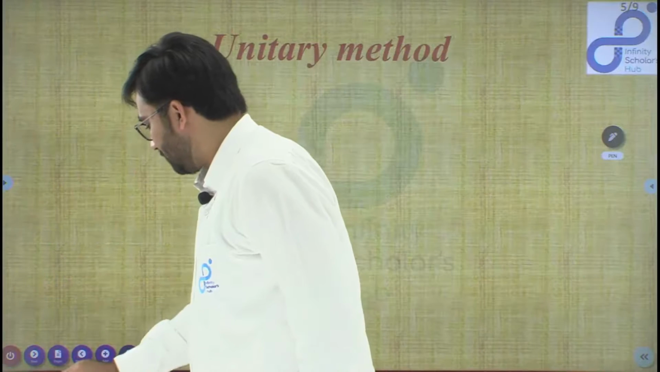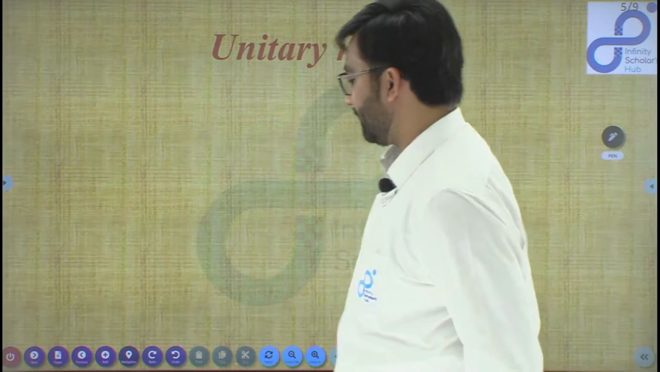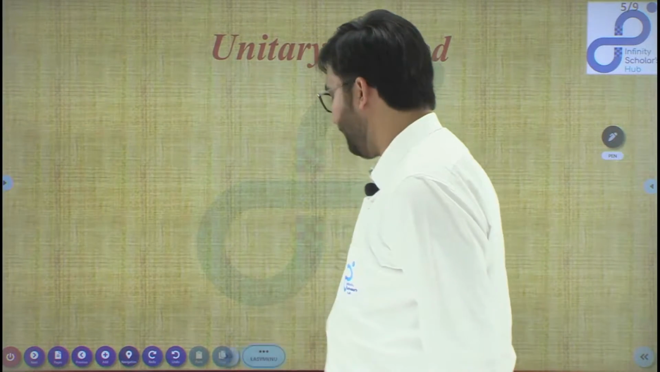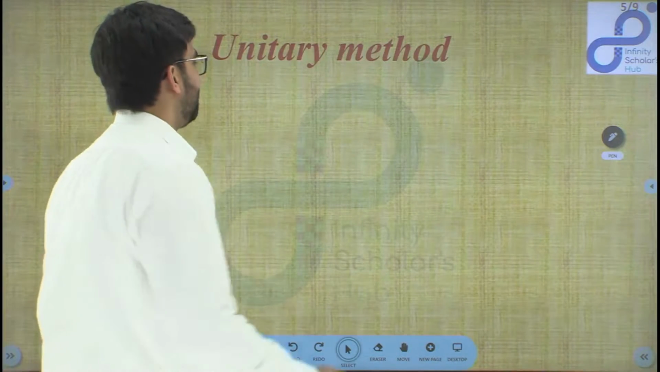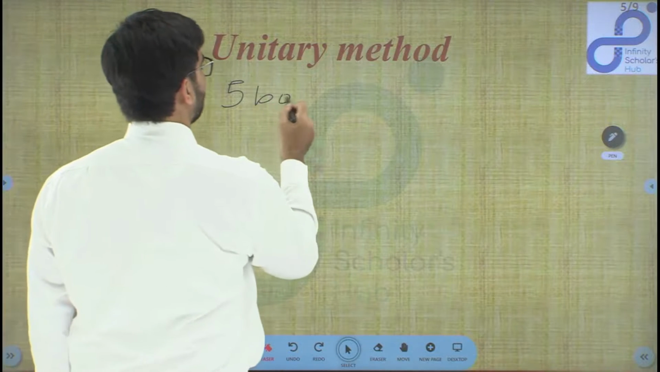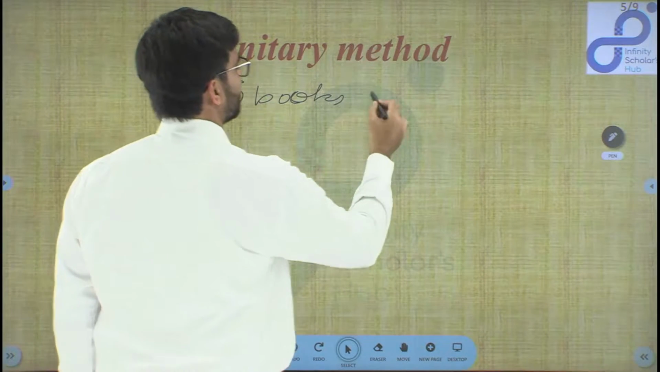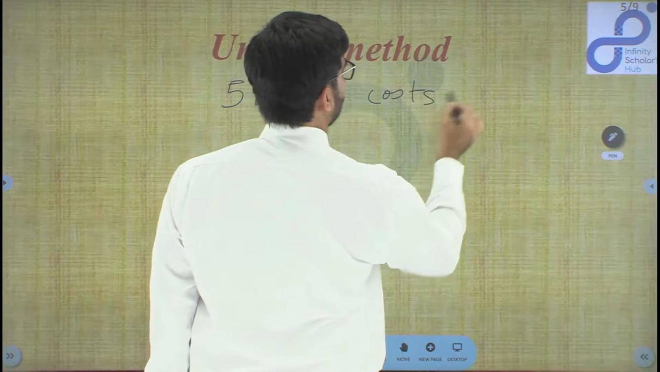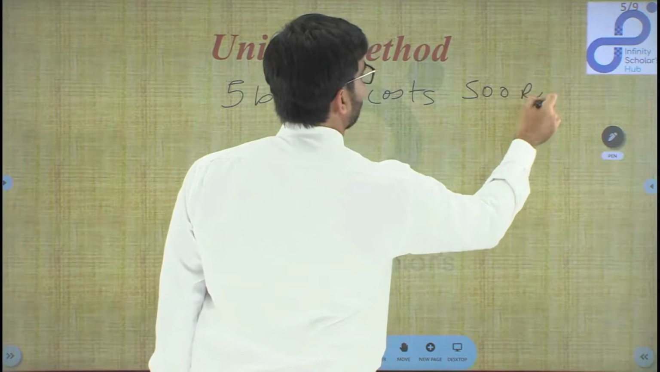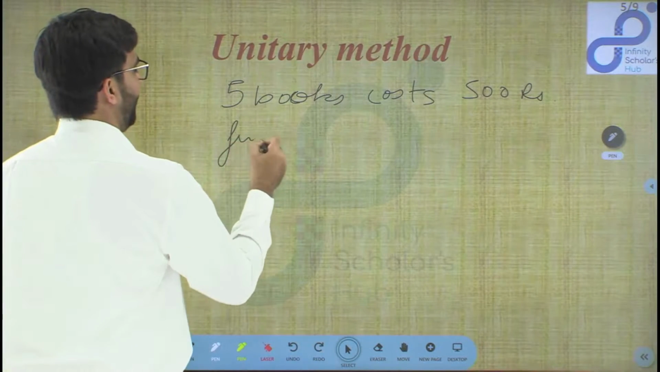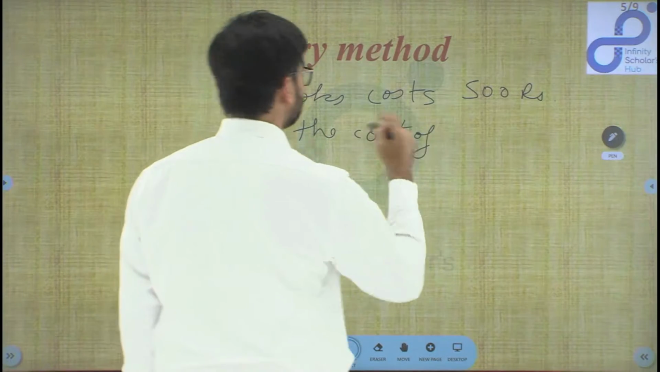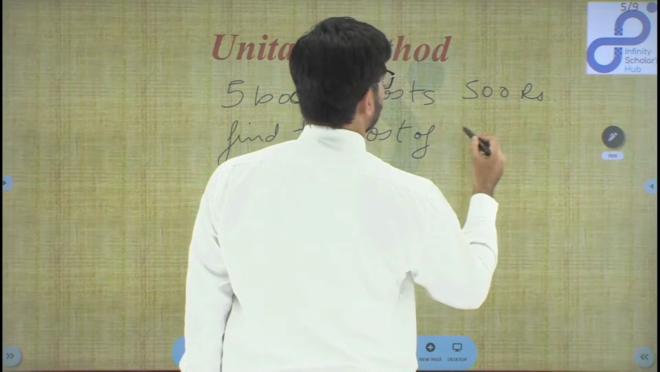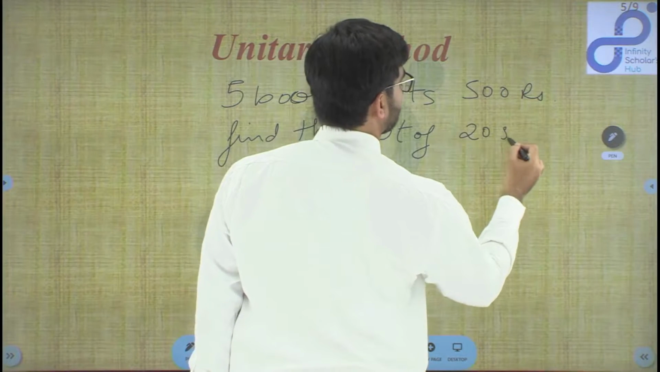Now let's go on to the next topic. We have the unitary method. In the unitary method, we find out the quantity of one thing. Say, for example, 5 books cost 500 rupees. Find the cost of 20 such books.